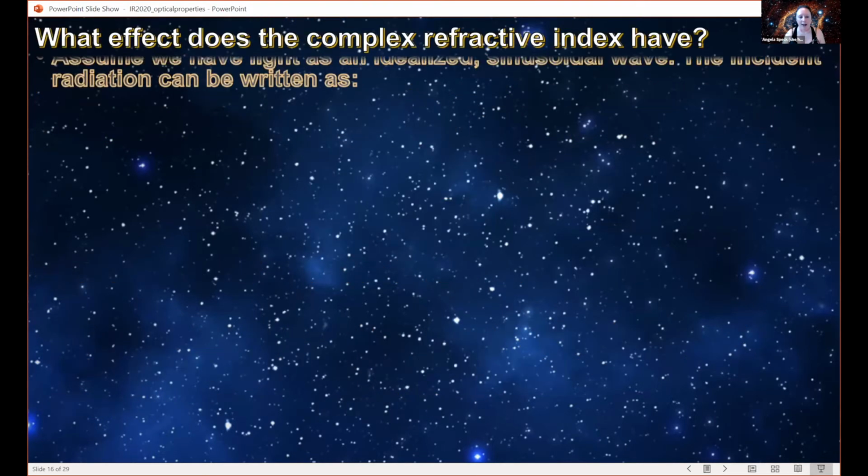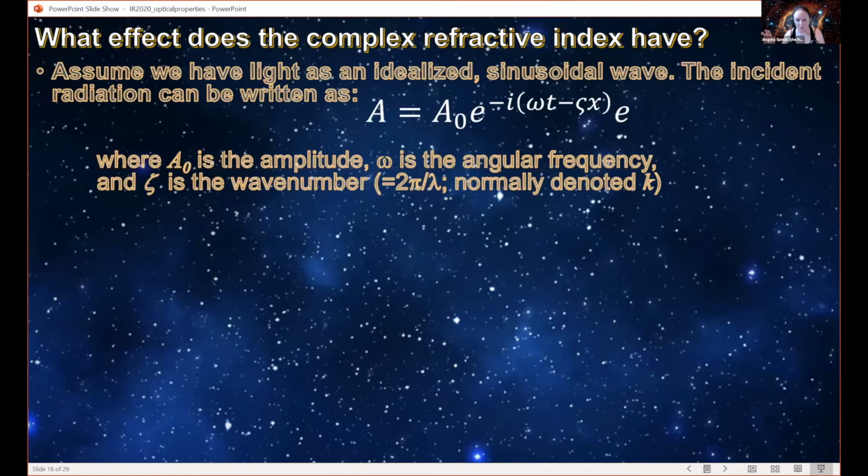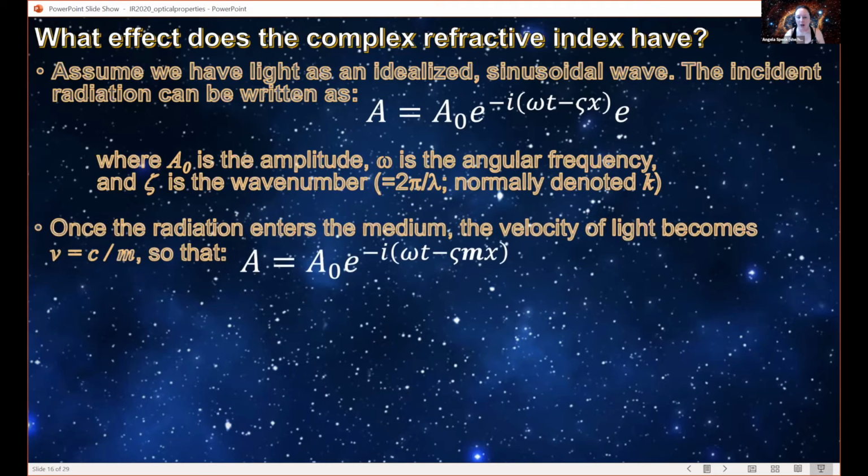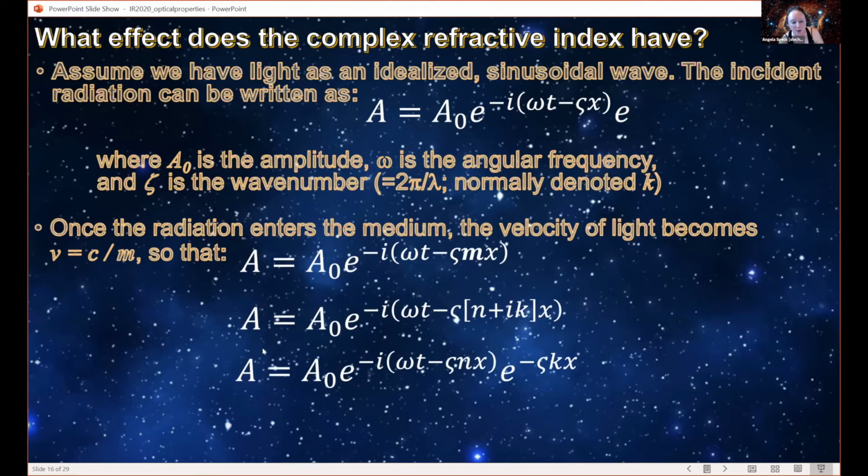Okay, so what effect does it have? Here I've got light written just as a simple sine wave. And I'm using zeta for my wave number because that's also a K and it's just getting way too confusing. So it's now zeta. Once my light passes into a medium, it changes the velocity of light. And so I put that into my wave equation. Now I have the letter M here, and that's my complex number. So I'm going to put it out as its complex number, and then I can do some algebra and end up with an equation that looks like this. So now I've got still a wave. This is the wave going through the medium, and then this is how the light is diminishing. So you can see here that the K is basically the decay constant.